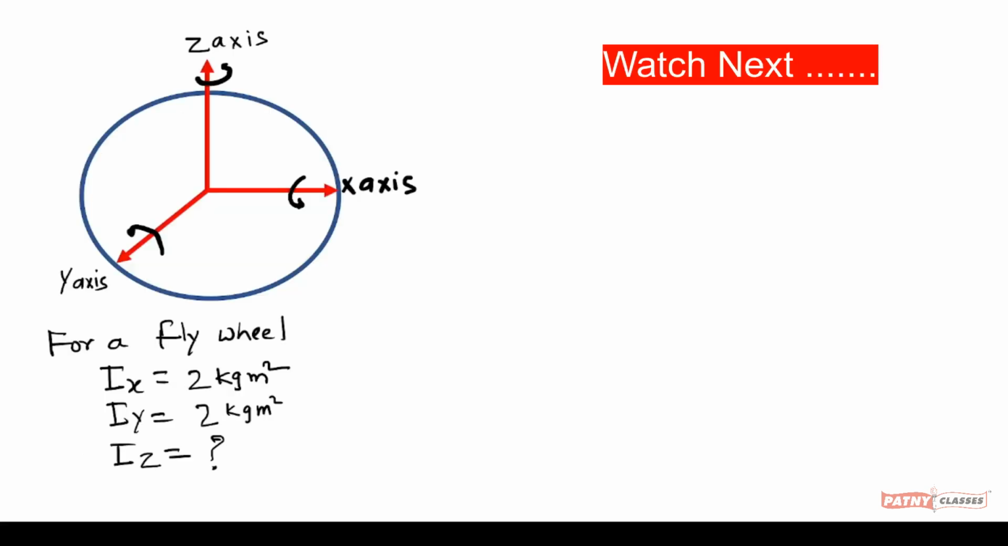Now, let us test your understanding. For a flywheel, the moment of inertia about the x-axis and y-axis is equal to 2 kg m square. Then find the moment of inertia about the z-axis. Please write down your answer in the comment box.